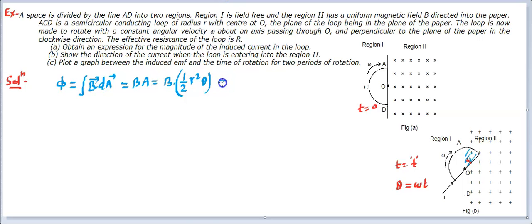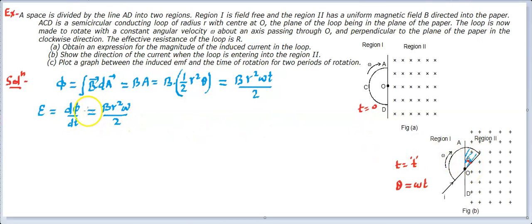Now theta can be rewritten as omega t, so the flux becomes B r squared omega t by 2. Now you see this flux is a function of time. So once again we have the flux as a function of time. So we can say the induced EMF, writing the magnitude alone. I'm not writing the minus sign because we are writing the magnitude. So d phi by dt becomes B r squared omega by 2. Good. So that becomes the induced EMF on this particular loop.